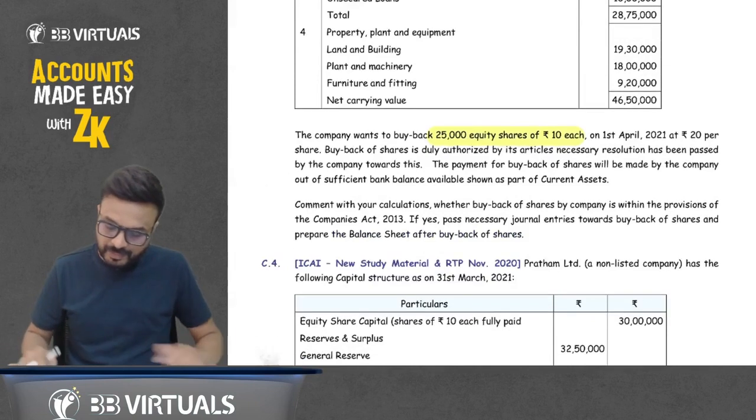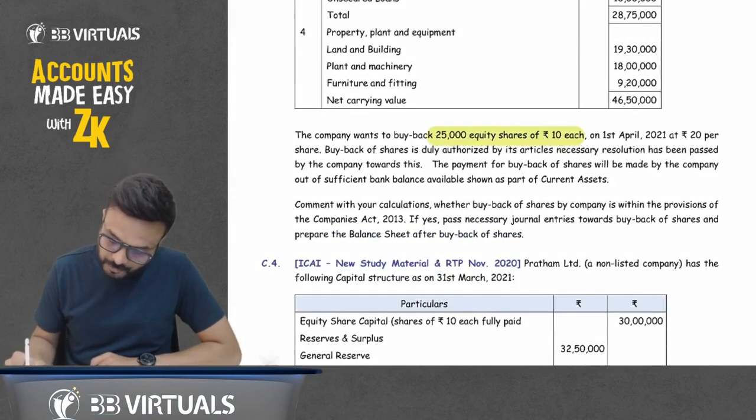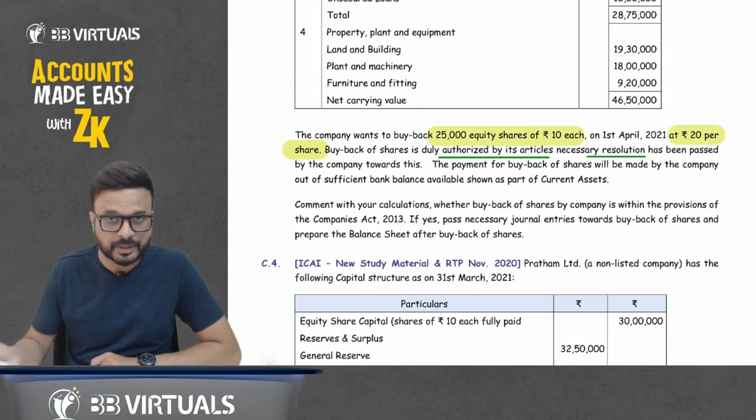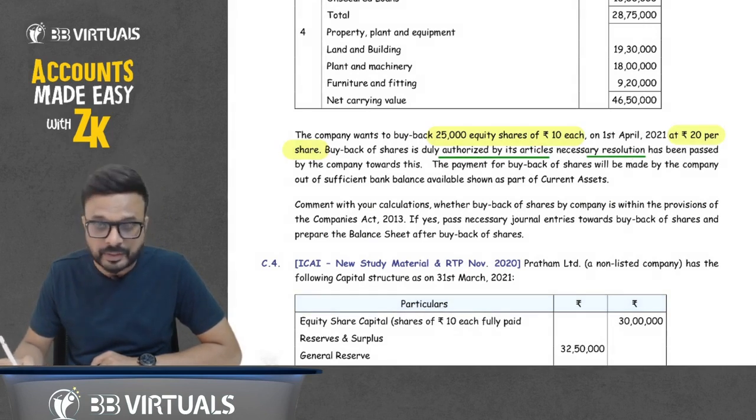Now, they want to do the buyback at rupees 20 per share. The buyback of shares is duly authorized by its articles. For the necessary resolution, they have to pass a special resolution. It should be authorized by the articles, and it is mentioned that it is authorized by the articles. The resolution has been passed by the company towards this.